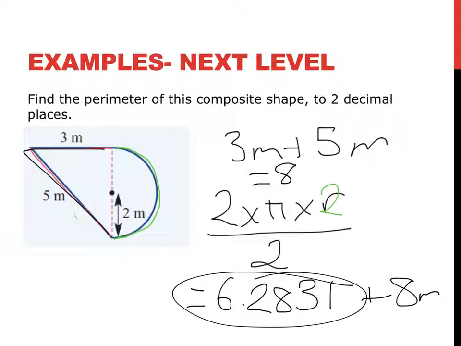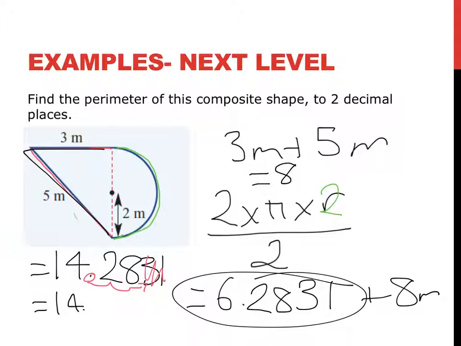So 6.2831 plus 8 equals 14.2831. Now 2 decimal places, here's the decimal spot, 1, 2. I look to the next number, 3, it's less than 5, so that stays the same. Equals 14.28. Again, what's my measurement in? They're all in metres, I'm all good, metres.